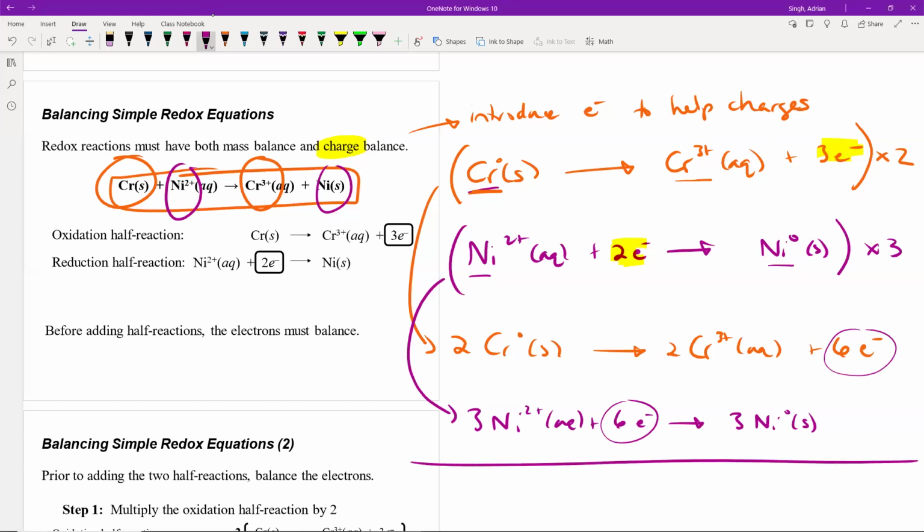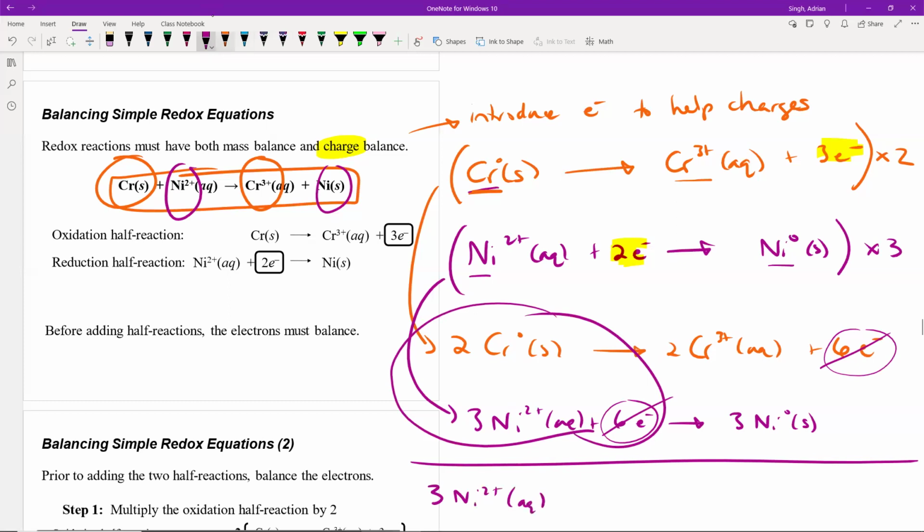Okay, so the 6 electrons are going to cancel out. Whatever's left on the left side here, add that together. So I have 3 Ni2+ plus the 2 chromium solids to give, on the right, 2 Cr3+ and 3 nickel, 0s.